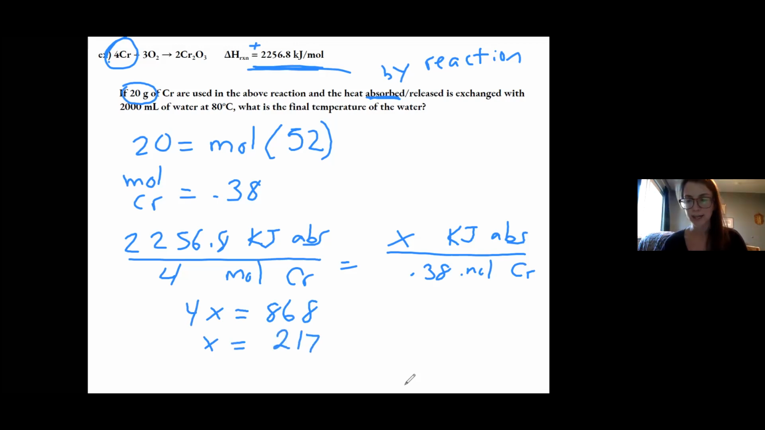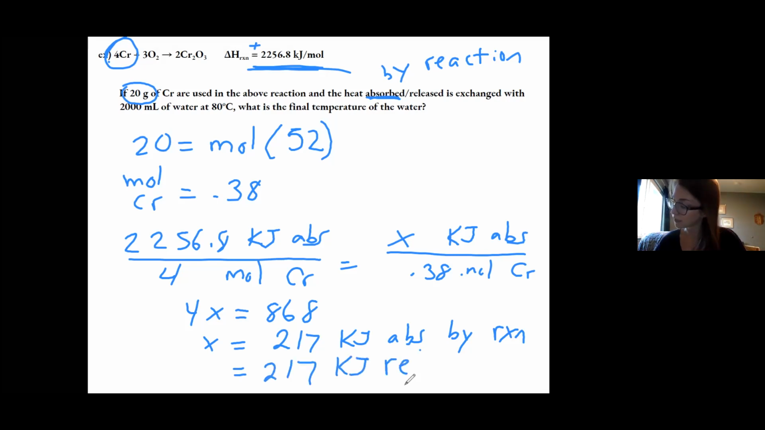So that 217 represents the kilojoules absorbed by the reaction, which, hopefully from last class, you know means that the surroundings, in this case the surrounding water, is releasing 217 kilojoules. So it will be released by the surroundings, and in this case, the surroundings are water. Now that we know that, I'm going to cover all of this up so we can keep going with the new part of the problem.